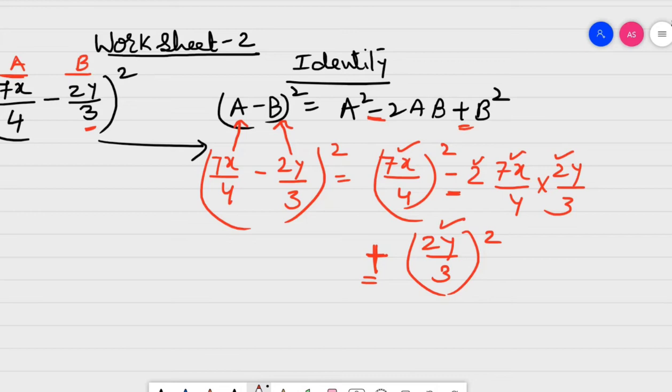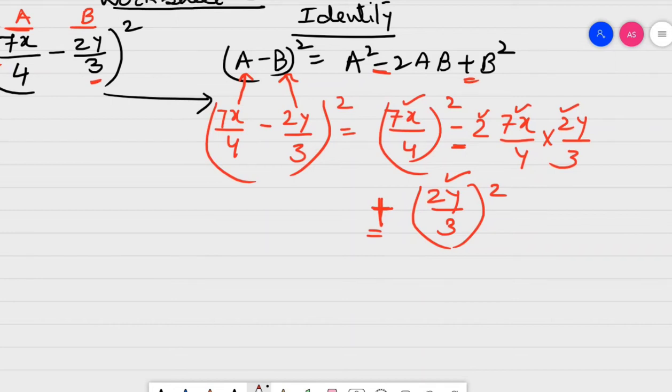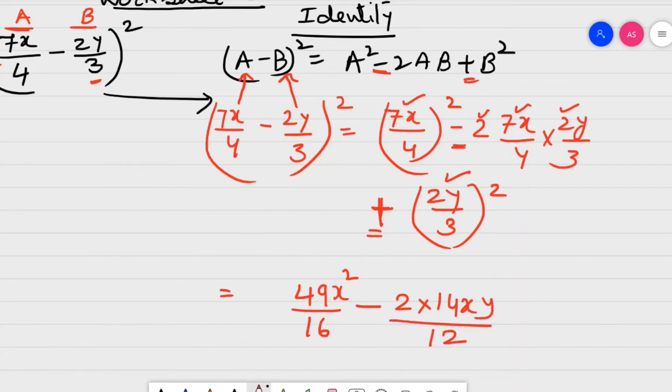Okay. Now let us solve this to get the final answer. Now (7x/4) whole square means 49x square by 16 minus 2 into 7 into 2, that is 14xy by 4 threes are 12. Okay. Now see, here you can cancel. 2 ones are 2, 6 are, again 2 threes are 6, 2 sevens are 14. So you will be left with 7xy by 3.